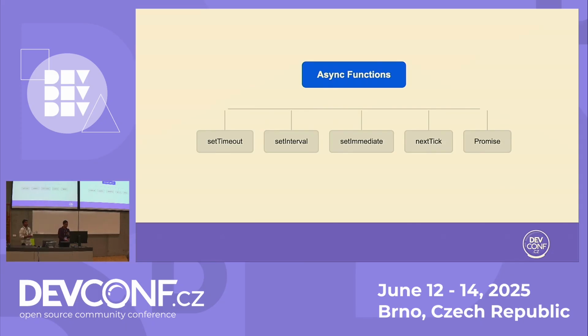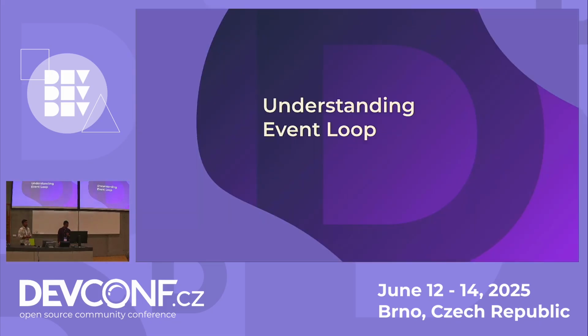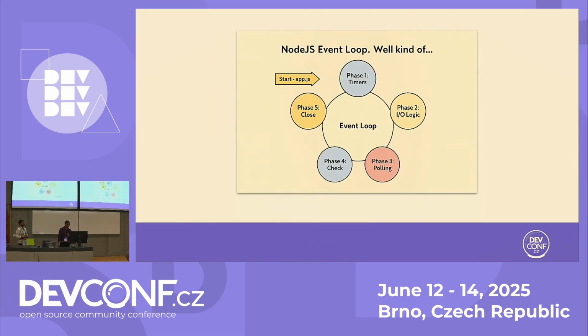Sync code usually runs first in the event loop, and it runs synchronously. Async is where we can delay the functions. So these are a few async functions: setTimeout, setInterval, setImmediate, nextTick, promise. We'll look more into this in the next slide when we understand the event loop.